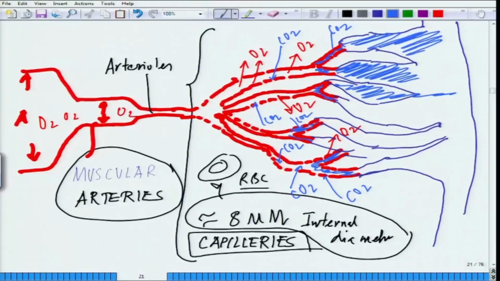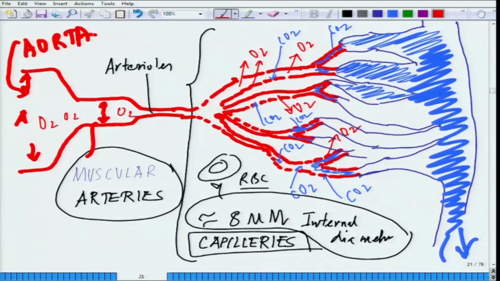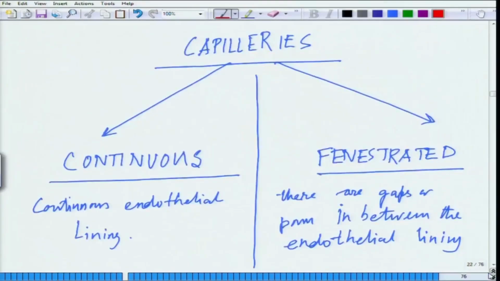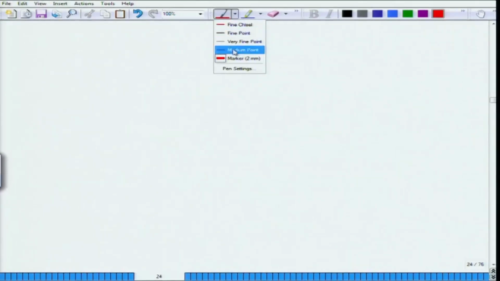All the CO2 rich blood is traveling through this, all CO2 rich blood. Now, this is all being taken to the vena cavas, and this is what is coming from the aorta. So after this exchange has taken place, all this venous blood moves along these veins. But in order to do so, let me go to the next set of classifications.